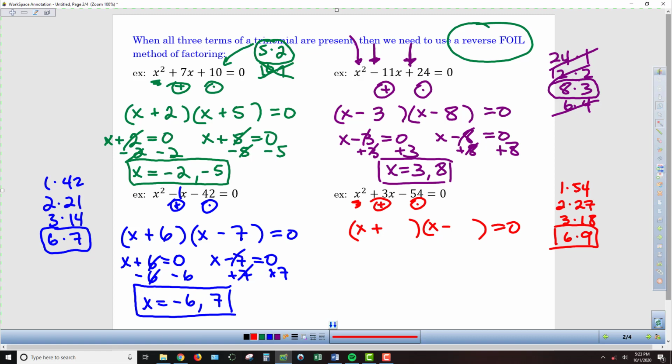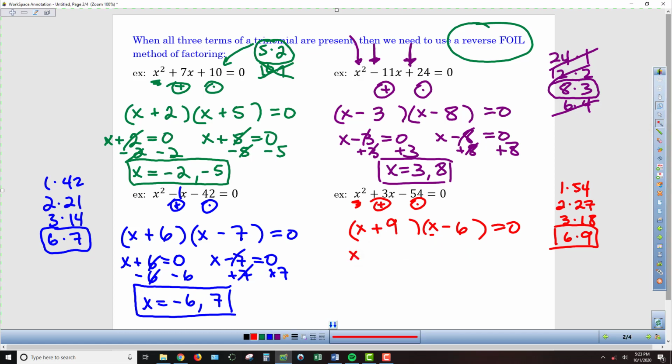Now this time I need the positive number to be bigger, because when I add the two numbers together I need the positives to win out. So this time it's going to be plus 9 and then minus 6. Again, that'll multiply to make the negative 54, but then when I add the 9x to the negative 6x, we'll get that positive 3x that we want in the middle. So I clear that out of the way.